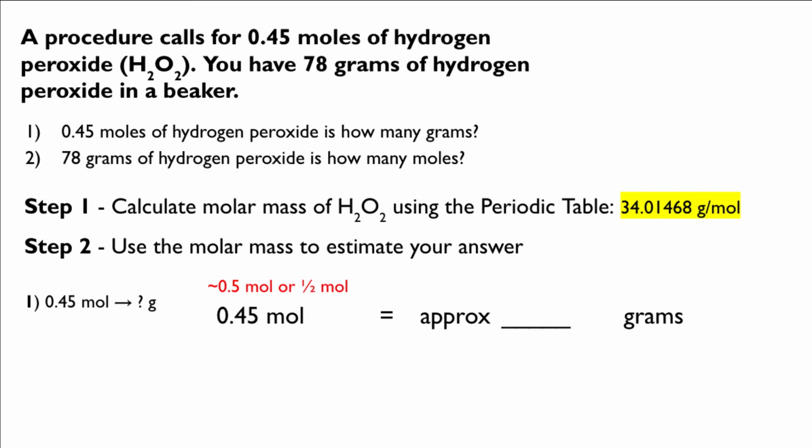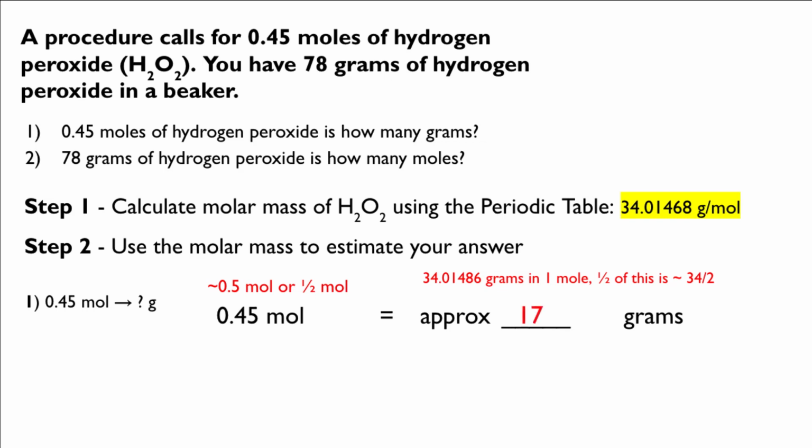1/2 is a great mental math number. So I'm going to say, all right, I've got about 1/2 of a mole, or about 0.5 moles. And I don't really want to deal with the molar mass when I'm making an estimation in this really expanded decimal form. I'm going to round 34.01468 to 34 because that's very close to 34. So 1/2 of 34 should tell me about how many grams are in 0.45 moles of hydrogen peroxide.